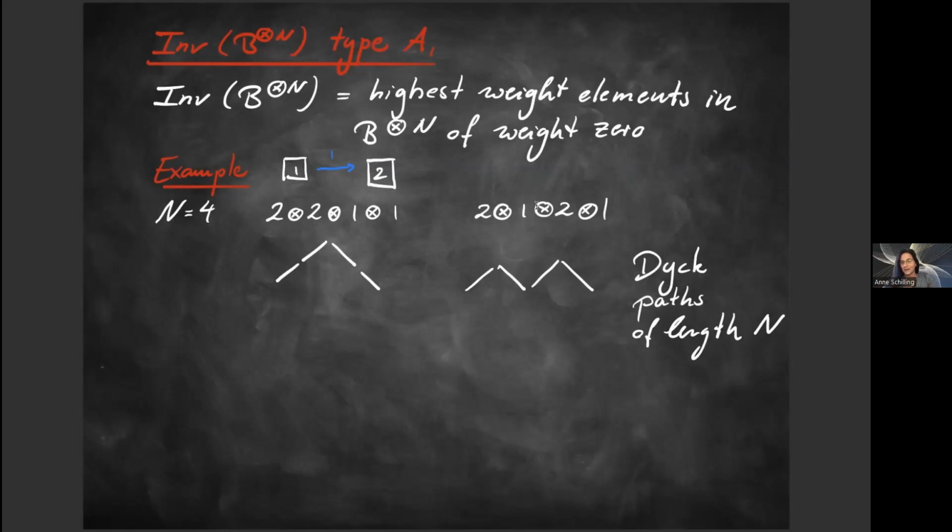So here I have listed for n equals 4 the two highest weight elements of weight 0: 2 2 1 1 and 2 1 2 1. And as you can see, as combinatorialists, they correspond to Dyck paths of length 4 in this case, right? So reading from the right, a 1 would be up, up, and then the 2 is down, down. So you get up, up, down, down, and up, down down. So you get the two Dyck paths. Those are nice combinatorial objects that we are all familiar with.